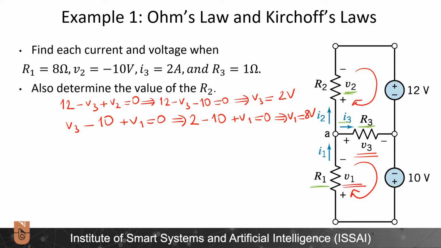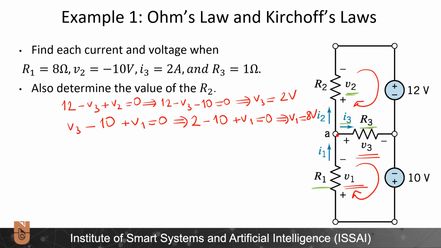How can I find the other variables? I know V1, V2, and V3. I can try to write Kirchhoff's current law for this node A. For node A, Kirchhoff's current law would be I1 minus I2 minus I3 is equal to 0. Among these, I know I3, but then I need to find I1.